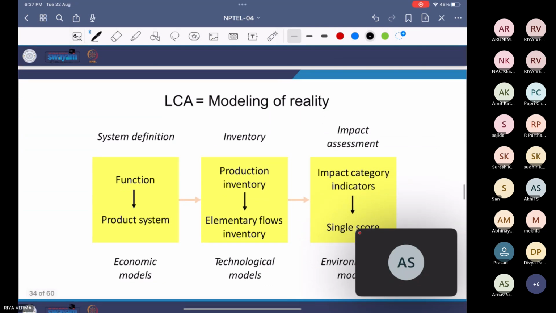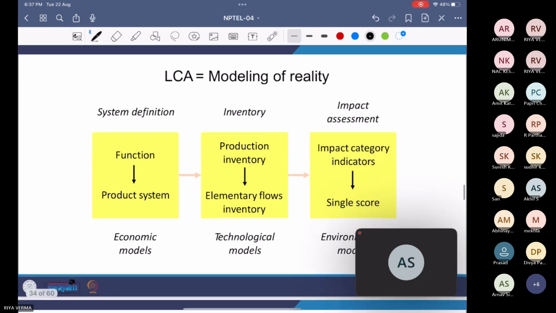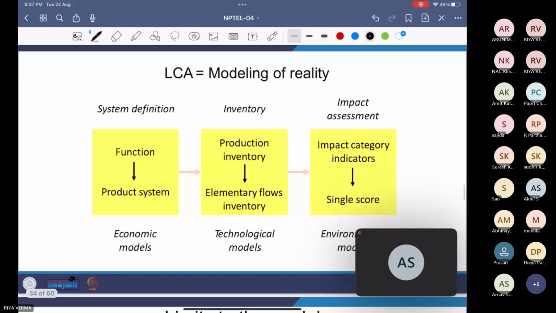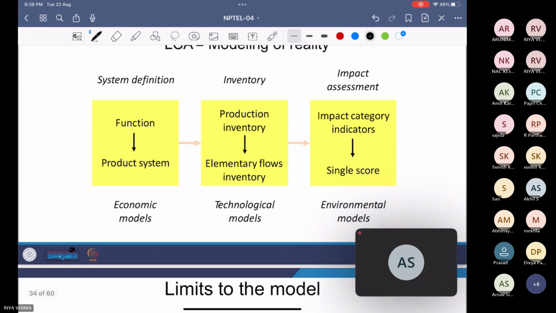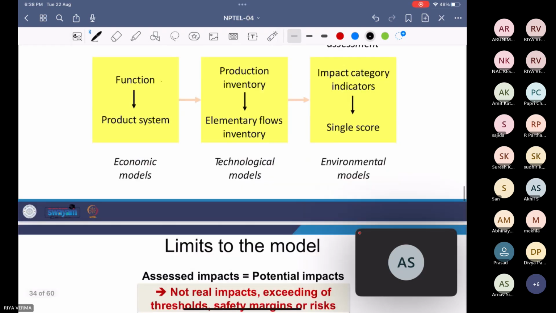Let's see, modeling of reality. In LCA modeling of reality, how do we create the LCA models in the software? We have a certain function and functional units. These are economic models. Then when we go towards the inventory part, we have production inventory and elementary flows inventory. These are known as technological models. Then for the impact assessment part, we have impact category indicators, which are further converted into a single score. So these are environmental models.